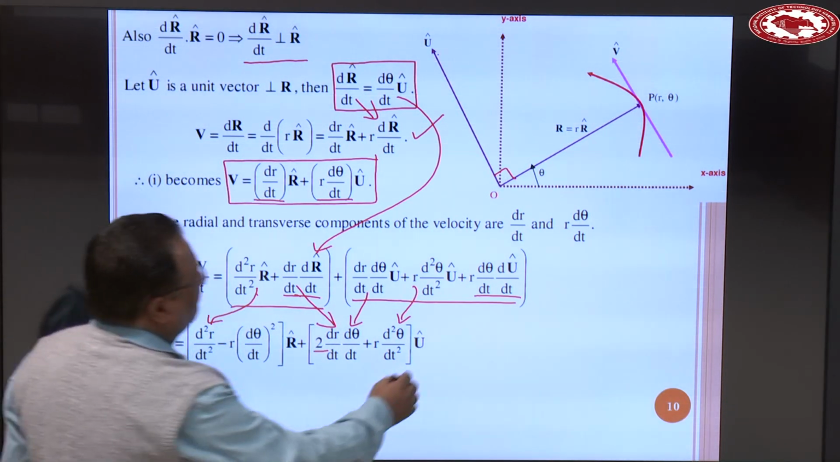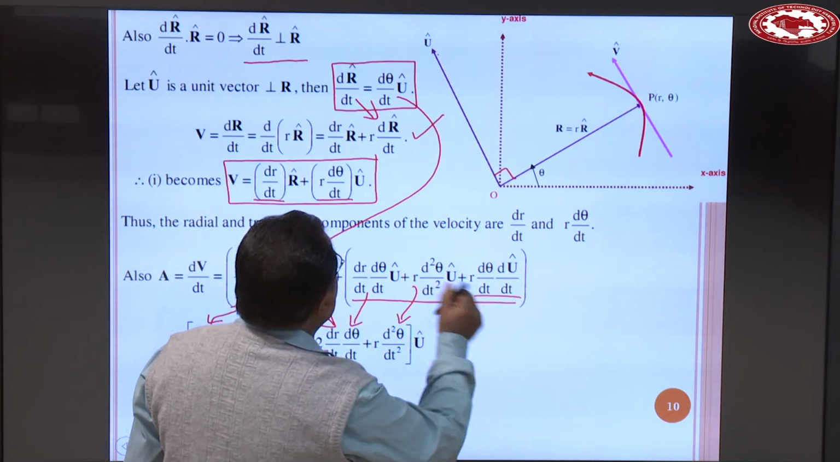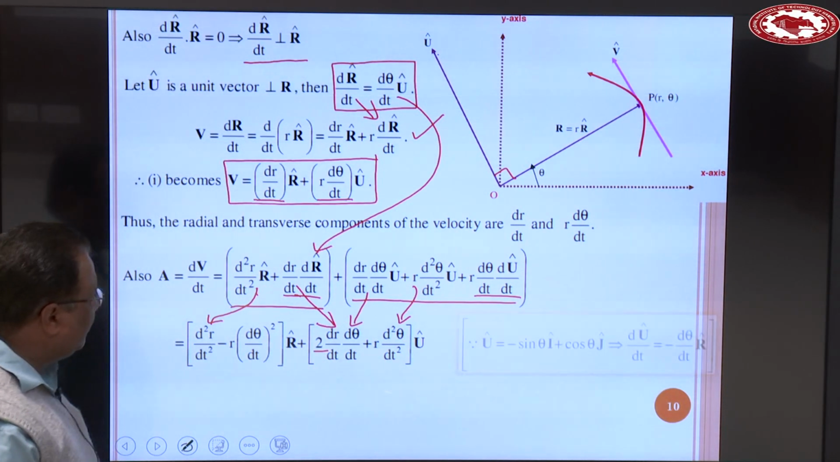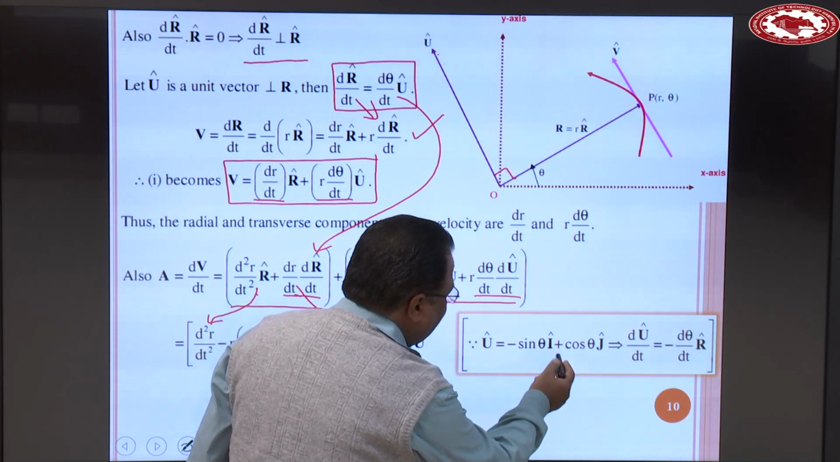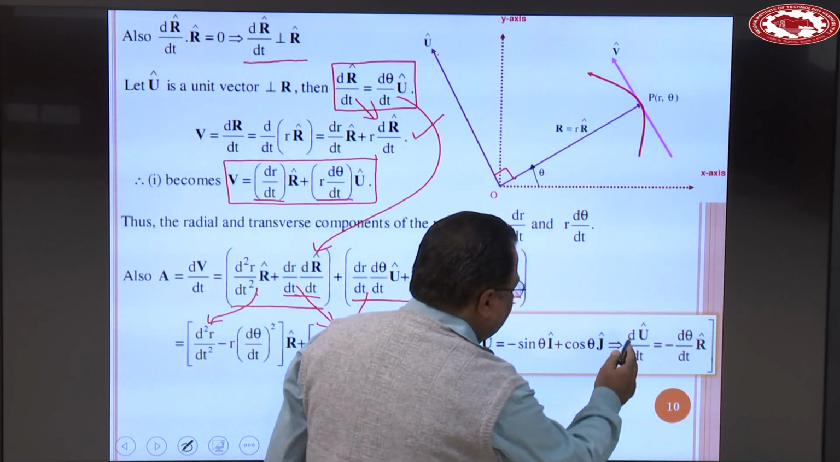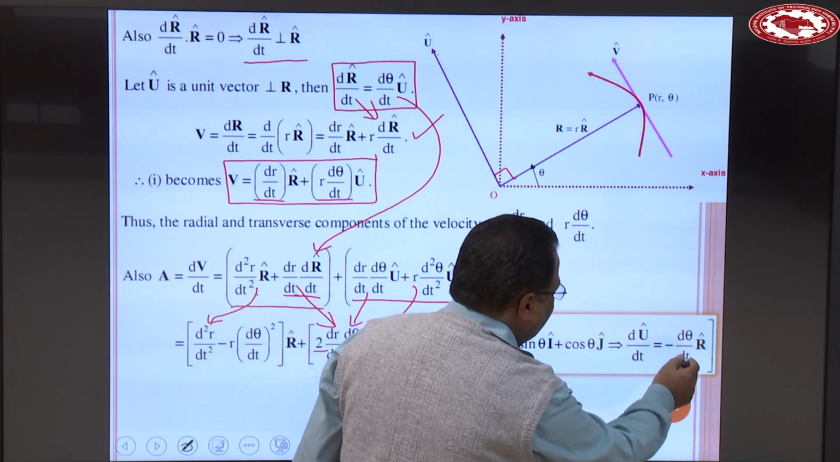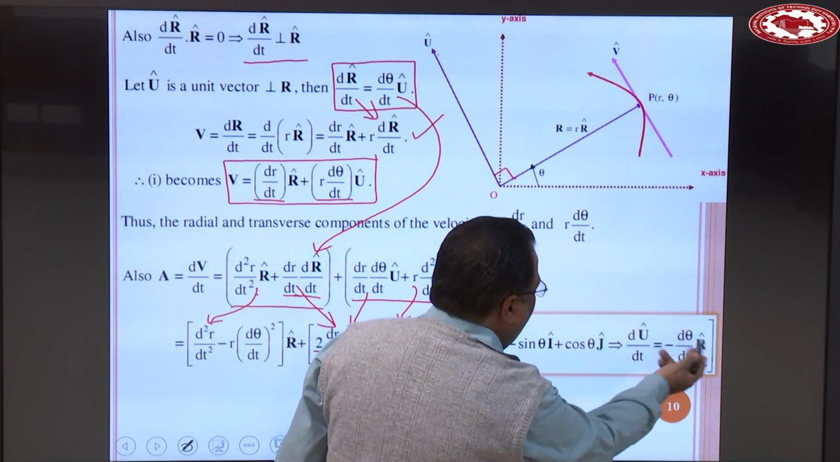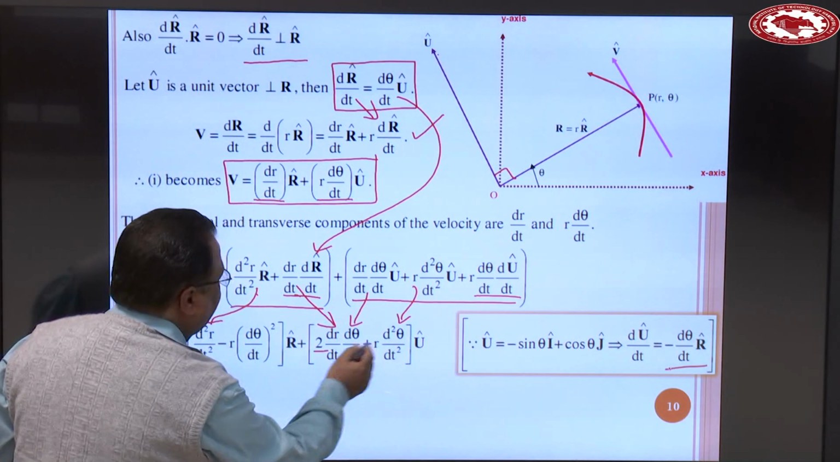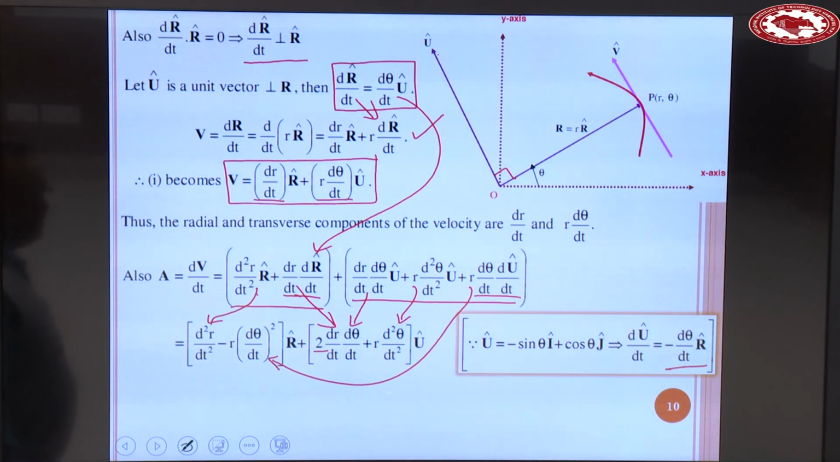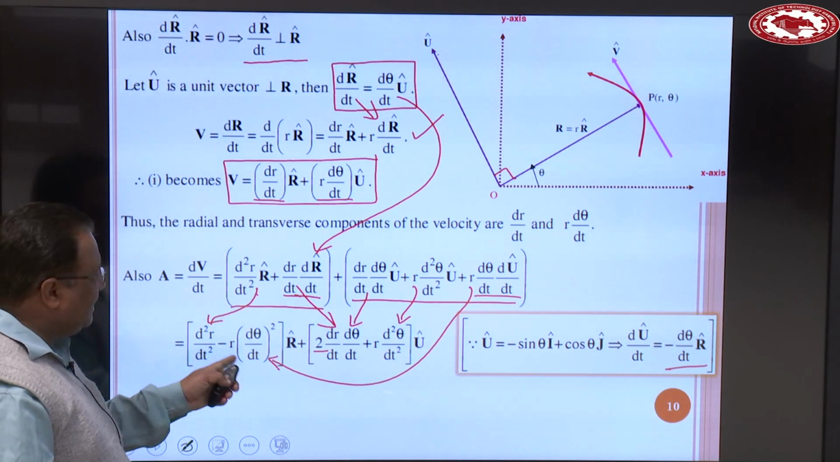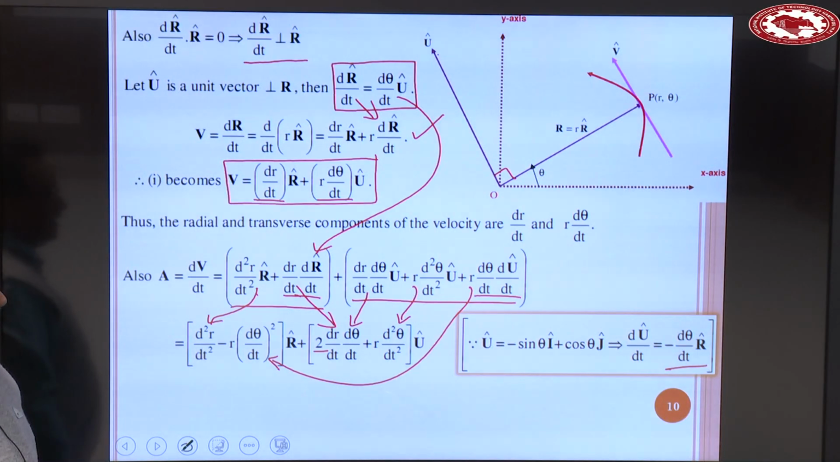और उसके बाद आपने ये देखना है du cap over dt की क्या वैल्यू है. देखिए, u cap, what is u cap? U cap is minus sin theta i cap plus cos theta j cap. This means du cap over dt is minus d theta over dt r cap. So in terms of r cap you can write, you will get this value, r (d theta over dt) square, and here r cap, and the sign is negative, minus d theta over dt r cap.